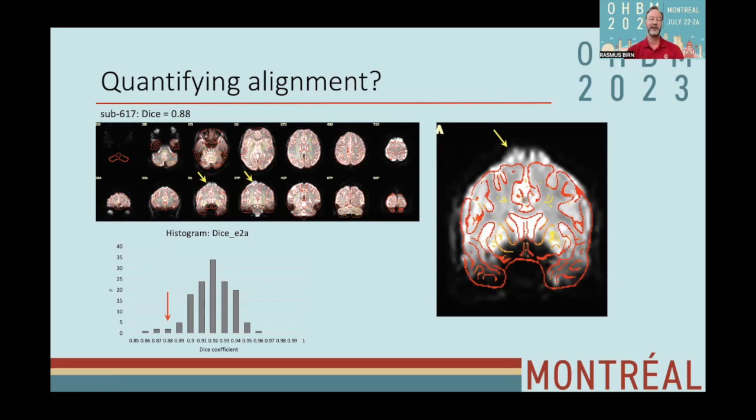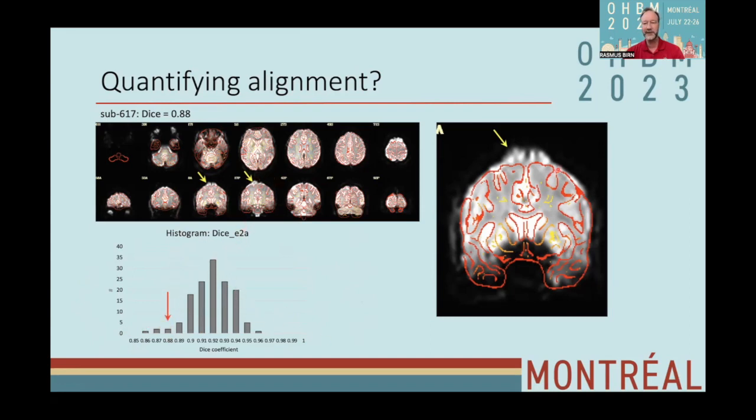Well, one way we can do that is using the dice coefficient, which is basically a measure of the overlap between two different masks. In this case, a mask of the echoplanar image and the mask of the anatomical or T1 weighted structural image. Now, in my experience, this measure doesn't always work very well. At the bottom here, I'm showing you the histogram of the dice coefficients. And in this particular case, I'm showing a particular subject that has a fairly low dice coefficient relative to the rest of the distribution.